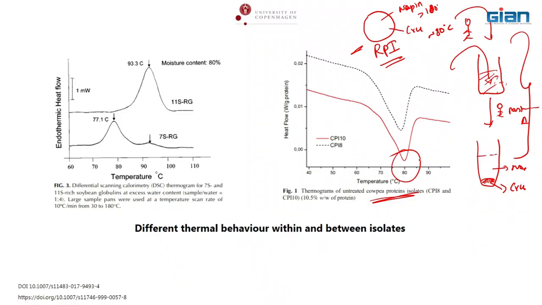What was this figure? It's again soybean globulins. You can see that they have different denaturation temperatures, but I have the same soy protein isolate containing two different proteins, two different properties, and I might have different properties in the end product.